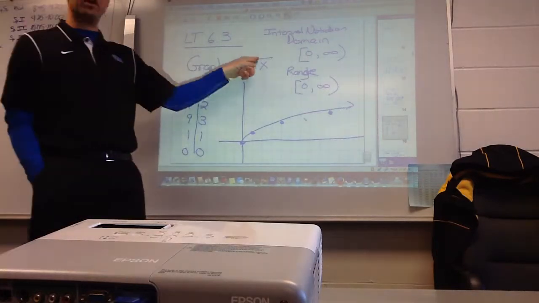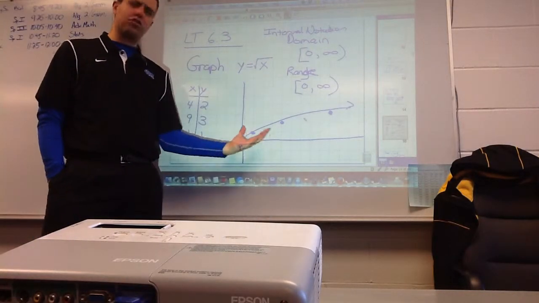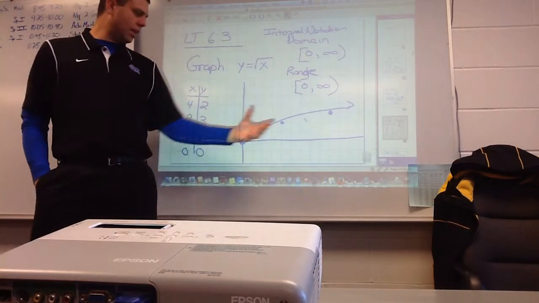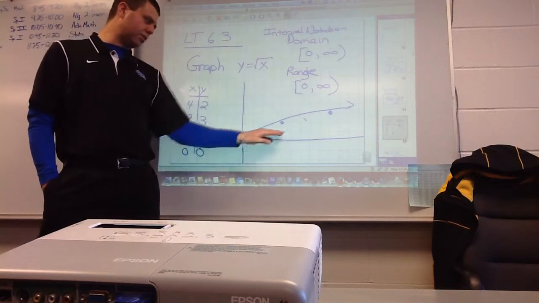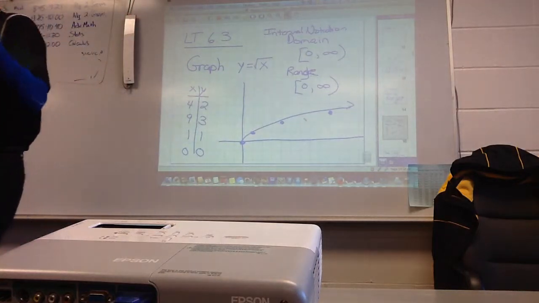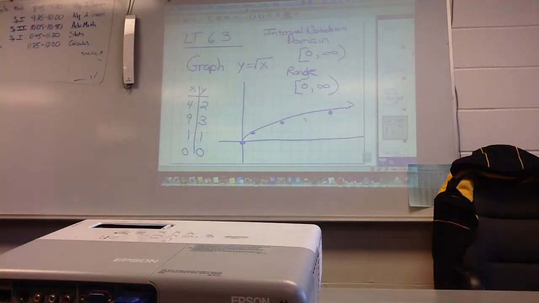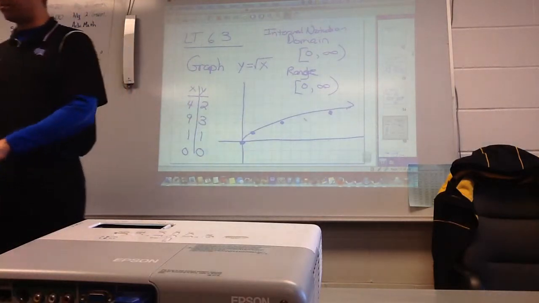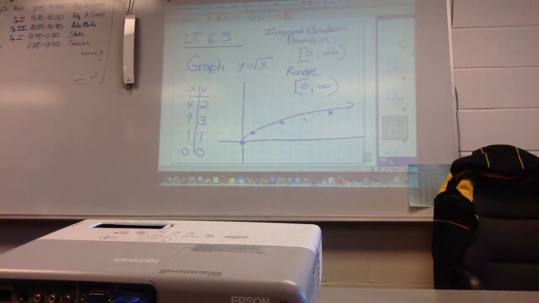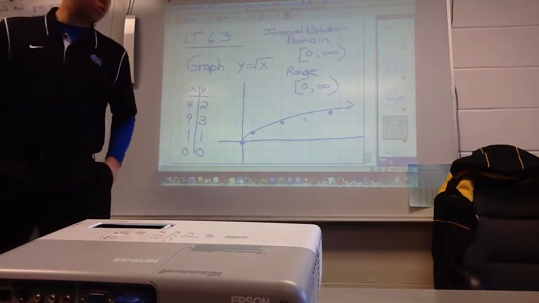So every square root graph is going to have this general shape. It might be shifted left or right or up or down, or increase a little bit faster or a little bit slower, but every square root, in fact every even root graph, is going to have this general shape. Questions on drawing the graph?